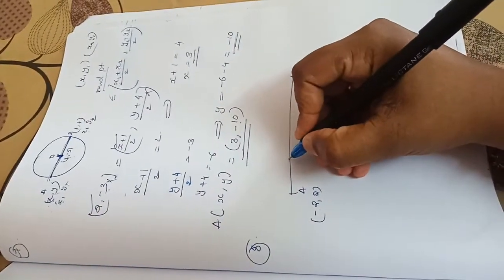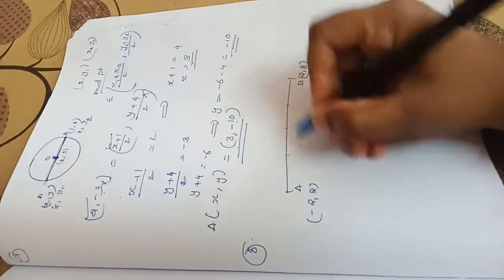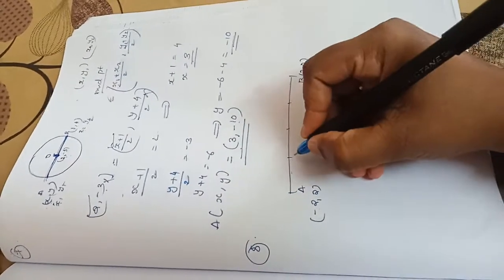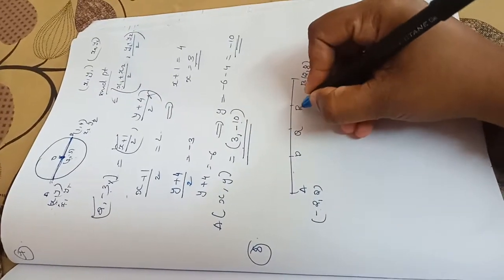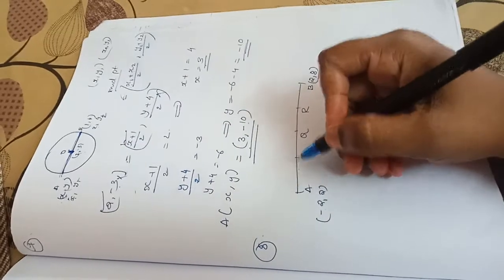So I am dividing it into 4 parts: one part, second part, third part, and this is the fourth part. So we have to find P, Q, R. These 3 points we have to find. If it is divided into 4 equal parts, we have to find 3 points.